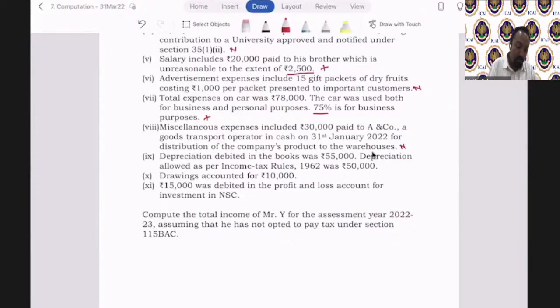Depreciation debited in the books was 55,000. So I need to add that. Depreciation in accordance with the Income Tax Act is 15,000. So I need to reduce that. So I need to add depreciation, and I need to reduce depreciation. Drawings accounted for 10,000. Drawings is not an expenditure coming under P&L, because drawings is personal expenditure. So it doesn't come under P&L, and I need to disallow this.